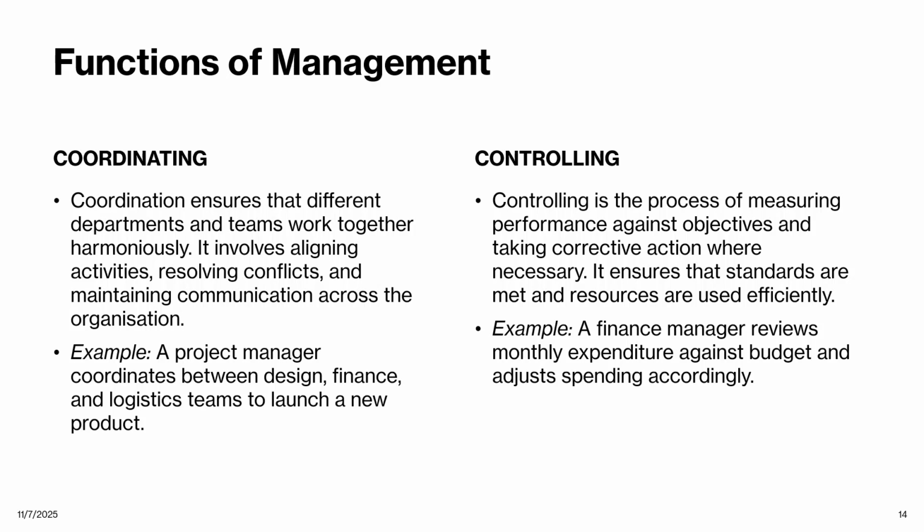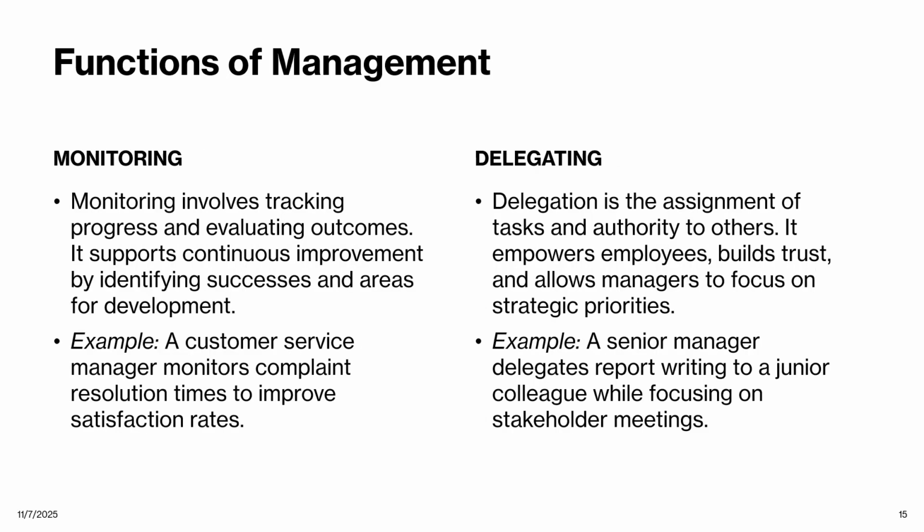So coordinating ensures that different departments and teams are working together harmoniously. It involves aligning activities, resolving conflicts, and maintaining communication across the organisation. Controlling is the process of measuring performance against objectives and taking corrective action where necessary. Now, this ensures that standards are met and resources are used efficiently. So monitoring involves tracking progress and evaluating outcomes. It supports continuous improvement, also known as Kaizen, by identifying successes and areas for development.